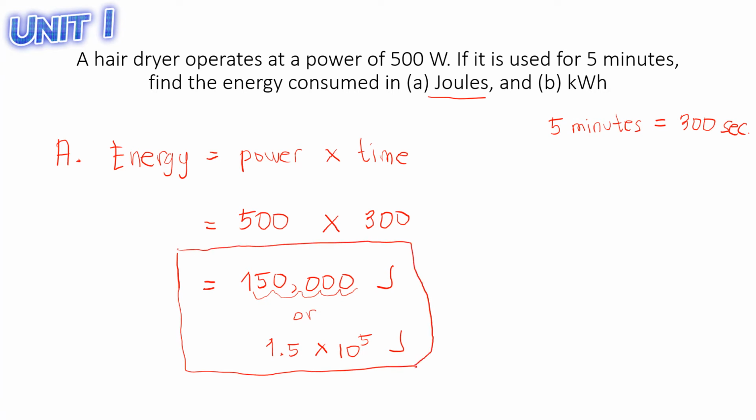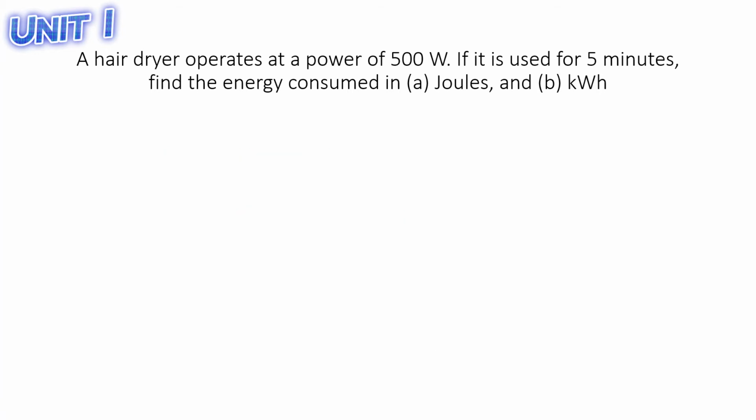Now let's go to problem B, which is finding the kilowatt hour. So we are going to convert first watts to kilowatt, because our problem here is asking for a kilowatt hour. So if you have 500 watts, how much is it in kilowatt? Remember, kilo means 1,000, so we are going to move the decimal places to the left 3 times. So that means it's 0.5 kilowatt.